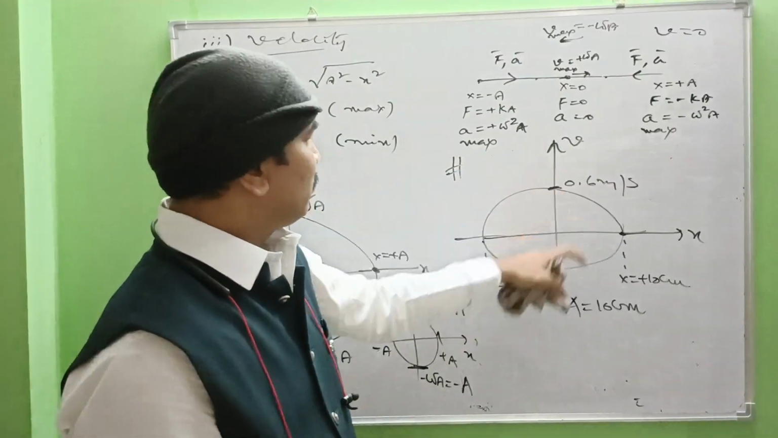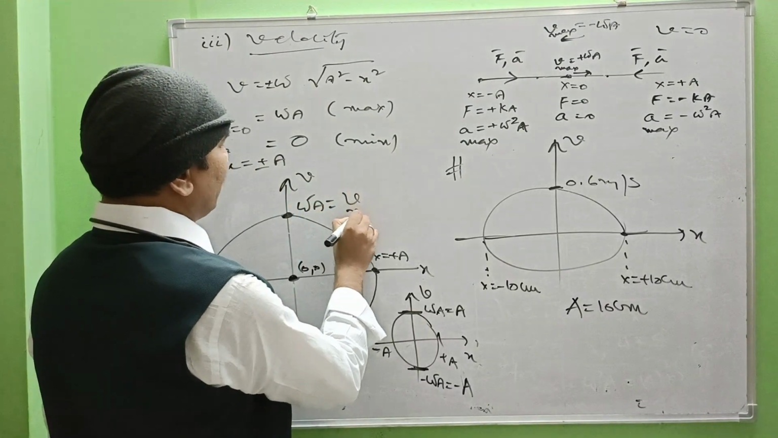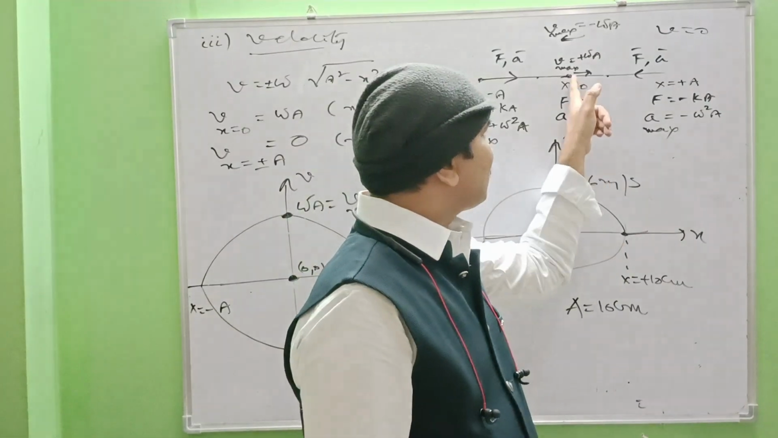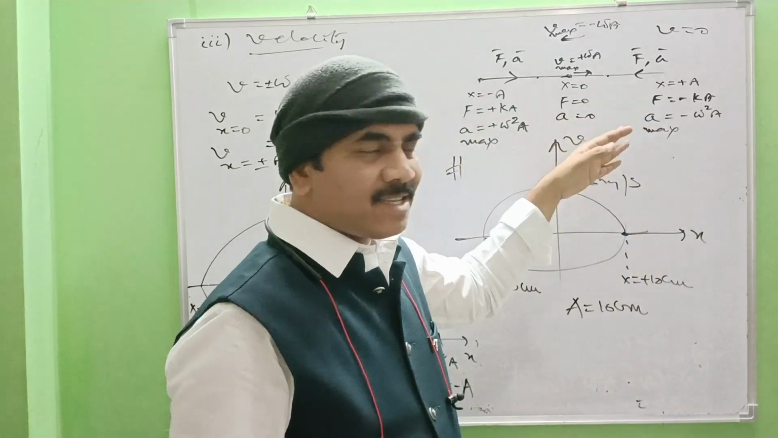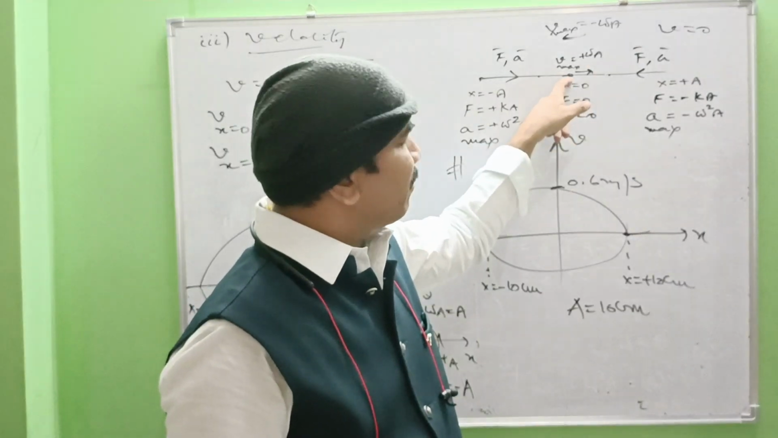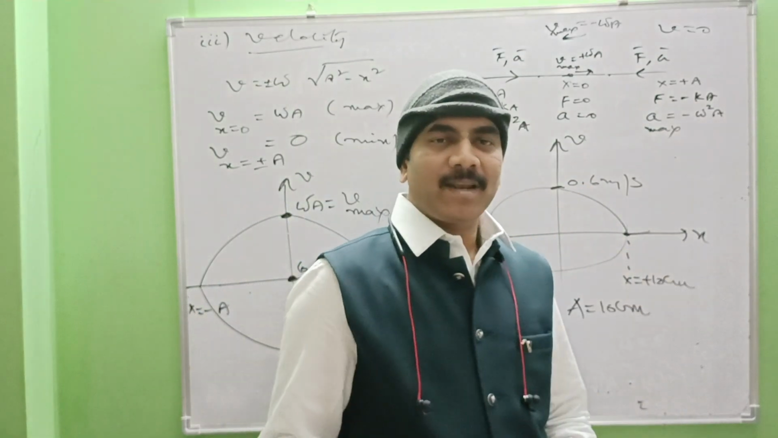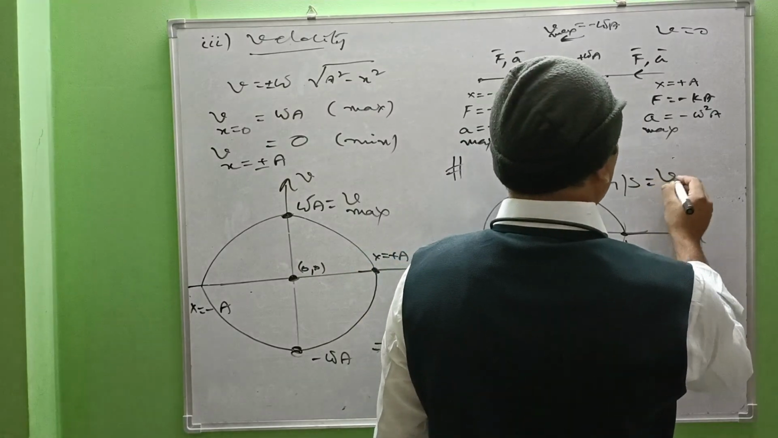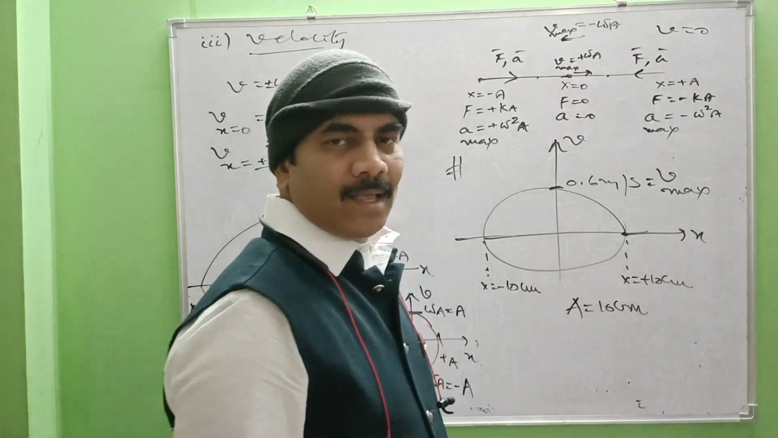Now what is this value, 0.6? 0.6 is V max. So what is the maximum speed of the particle when it reaches the mean position? 0.6 meter per second. So it crosses the mean position every time with a speed of 0.6 meter per second. That's the maximum speed, V max. So the given value 0.6 meter per second is the maximum speed.